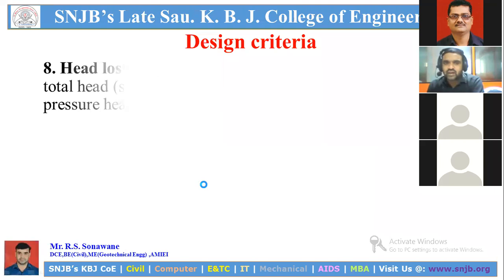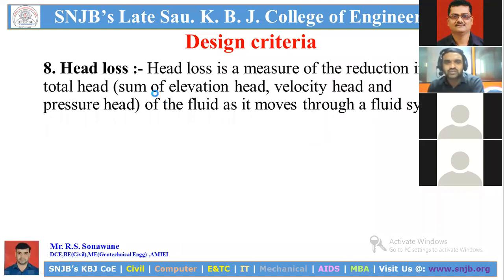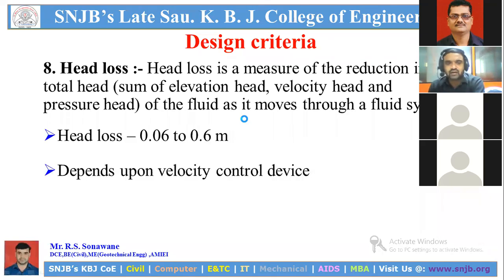Head loss, yesterday I told you what head loss is. Head loss is a measure of the reduction in the total head, the sum of elevation head, velocity head, and pressure head of the fluid, as it moves through a fluid system. It should be considered as 0.06 to 0.6 meter, and it depends upon the velocity control device. Otherwise, you can consider it as 0.06 to 0.6 meter.